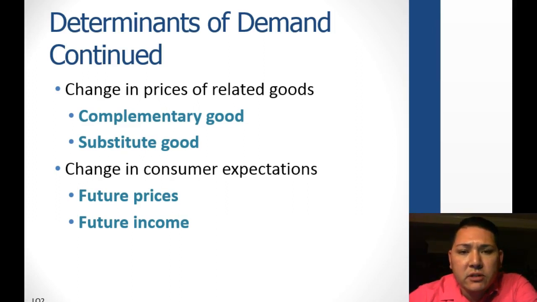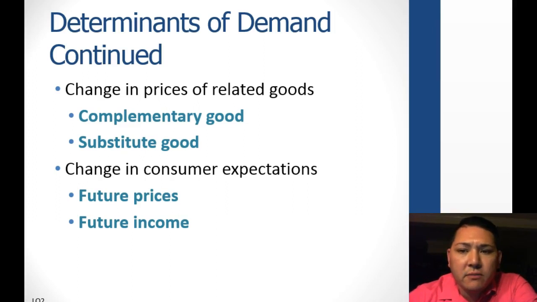Now, substitute goods are goods that we use in place of one another. A perfect substitute is a good that we use in place of the other without any loss of satisfaction. If the price of one good increases, the demand for the substitute increases as well. If the price of one good decreases, the demand for the other substitute decreases as well. So think of like toothpaste, right? If the price of Colgate increases, right, it means that it's becoming more expensive. The demand for substitutes increase.